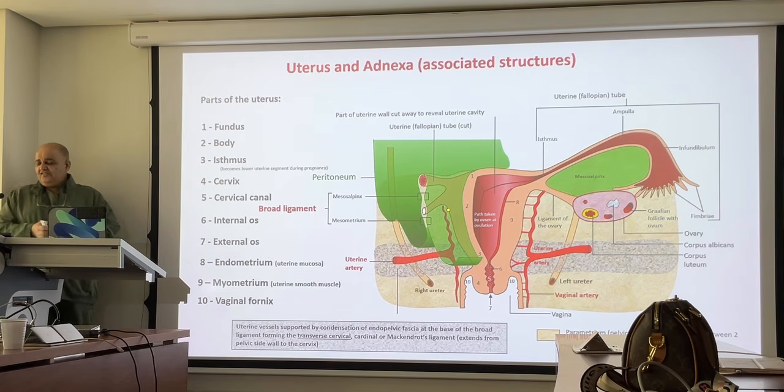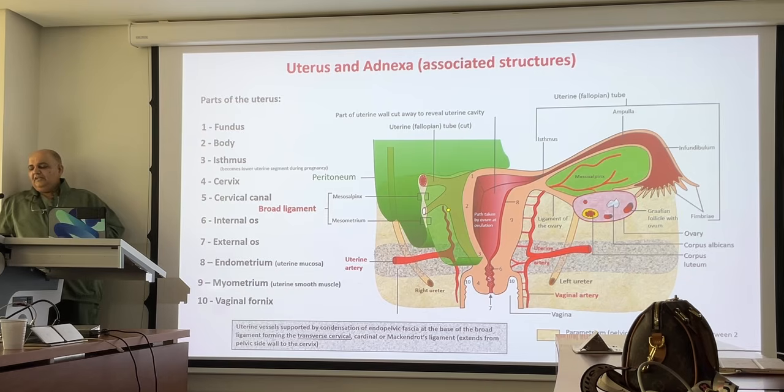So if this dark colored thickening of this membrane becomes loose, becomes damaged, then this uterus will prolapse. Are we clear? And there is only one way: push it back, sew it.